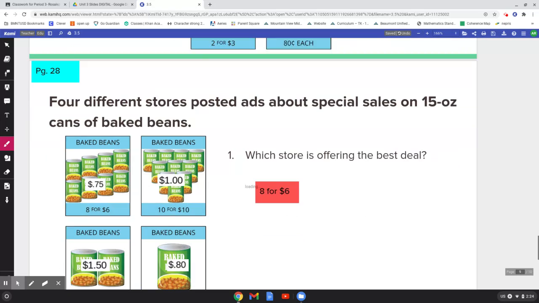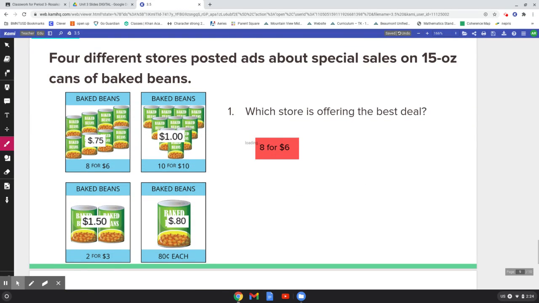So now what I want you to do is I want you to write what I did here. See how I wrote the 75 cents, the dollar, the $1.50, and the 80. Okay, and then it says, well, which store is offering the best deal? Whenever you see the best deal, you need to think of the least amount of money. Okay, so out of the 4 options that you see, which one is the cheapest per can? That's what you need to ask yourself.